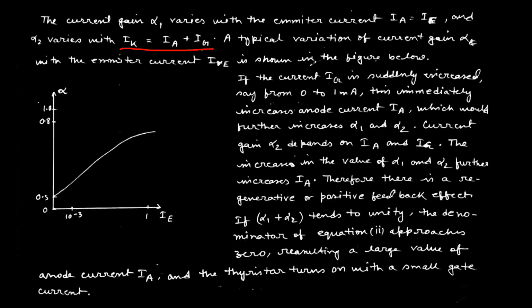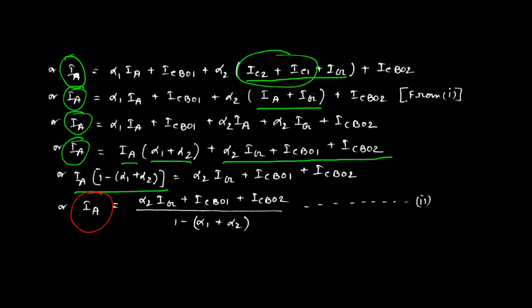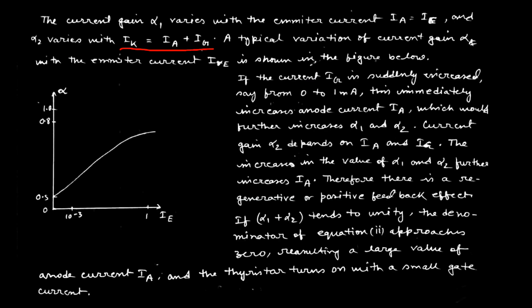That is why alpha 1 plus alpha 2 tends to unity, which is able to increase a huge amount of anode current, as the anode current depends on both gains alpha 1 and alpha 2. That means by using that particular equation, alpha 1 plus alpha 2, the device is under latching condition by applying a small amount of gate pulse.